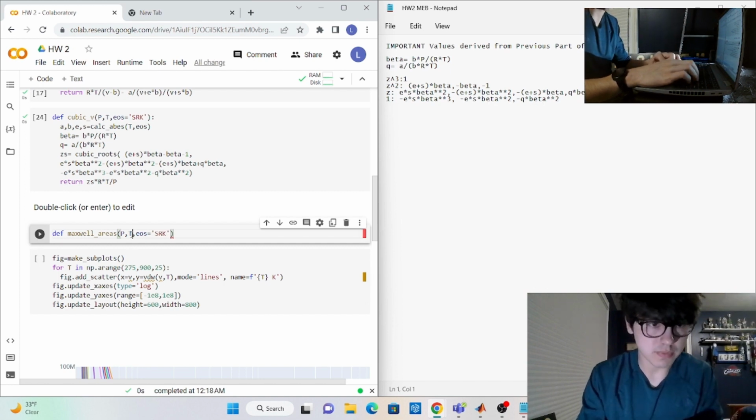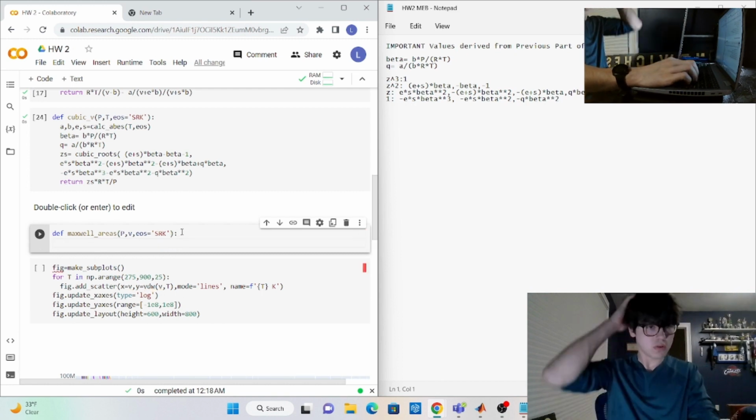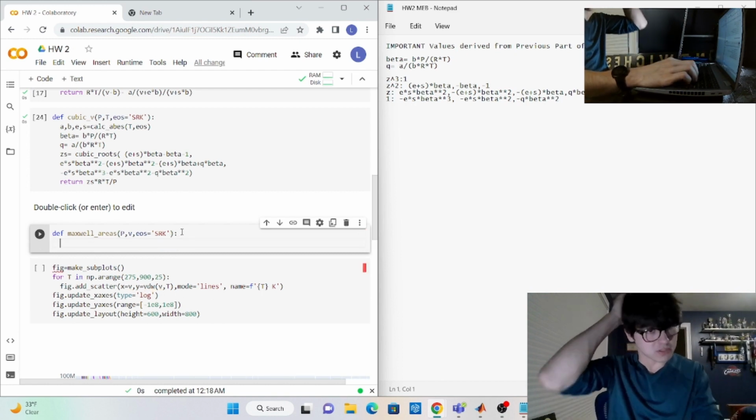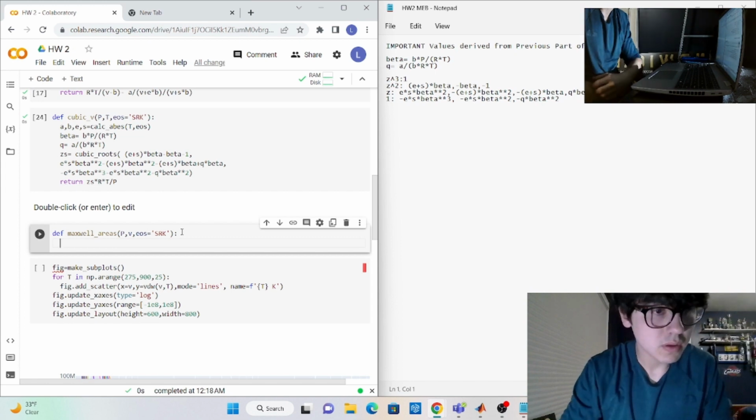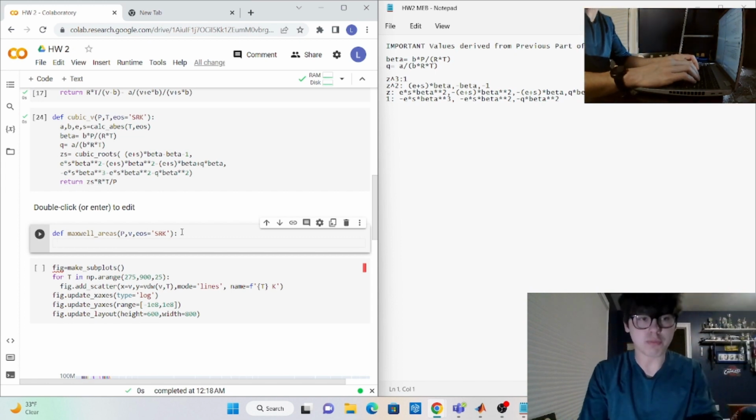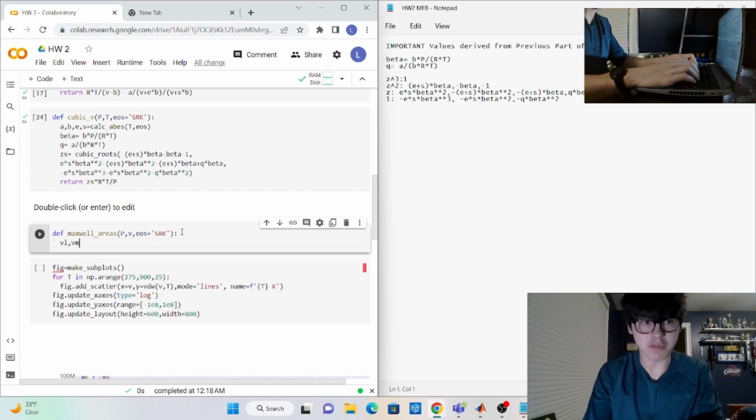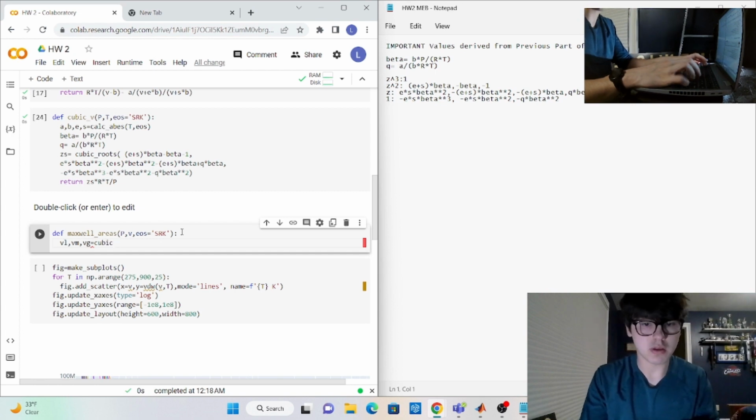I think it needs volume, not temperature. And as always, oh, so we want the different roots. We want the volume of liquid, we want the intermediate volume, and the volume of gas. And that's just going to be equal to cubic_V_P_T_EOS.